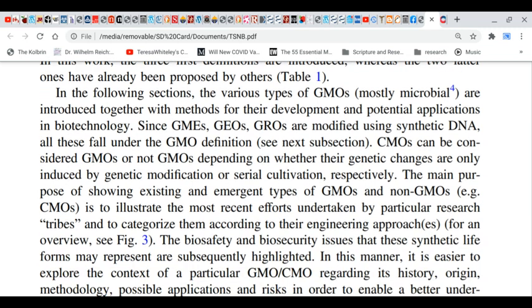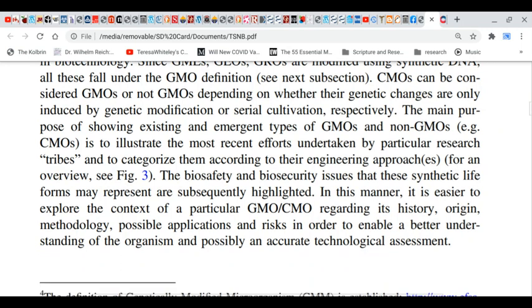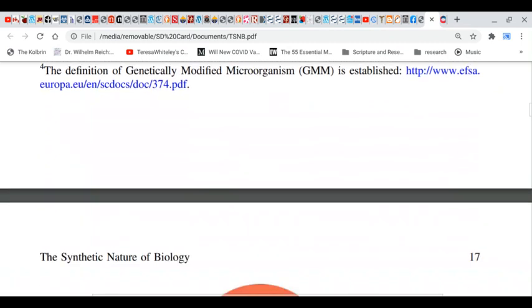The main purpose of showing existing and emergent types of GMOs and non GMOs, e.g., CMOs, is to illustrate the most recent efforts undertaken by particular research tribes to categorize them according to their engineering approaches. For an overview, see Figure 3. The biosafety and biosecurity issues that these synthetic life forms may represent are subsequently highlighted. In this manner, it's easier to explore the context of a particular GMO, CMO, regarding its history, origin, methodology, possible applications, and risk in order to enable a better understanding of the organism and possibly an accurate technological assessment.